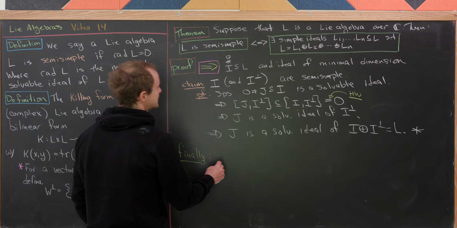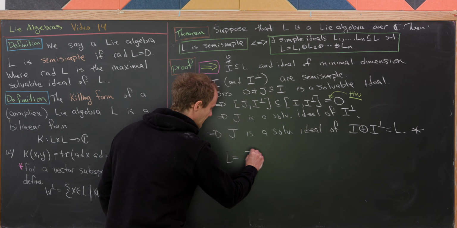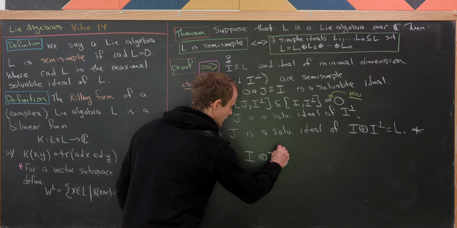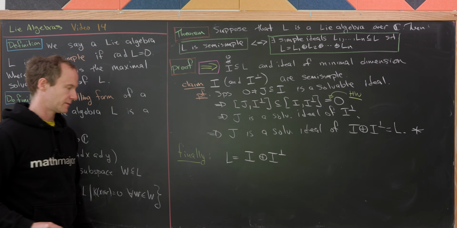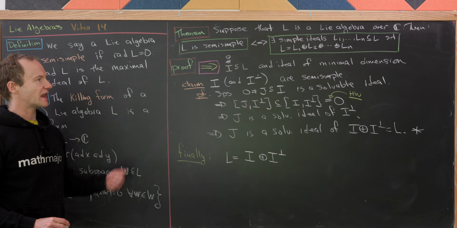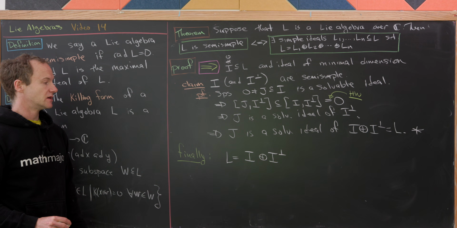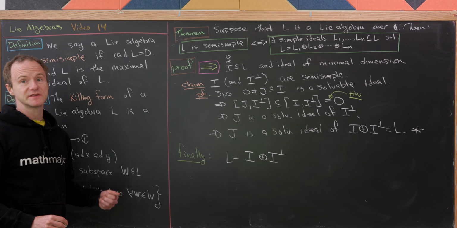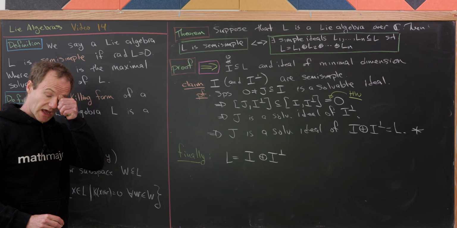And then finally, we're ready to finish off this direction. So let's take L, and like we did before, we're going to write it as the direct sum of I with I perp. But now recall that I had minimal dimension, but that means that I itself is a simple ideal. How do we know that?